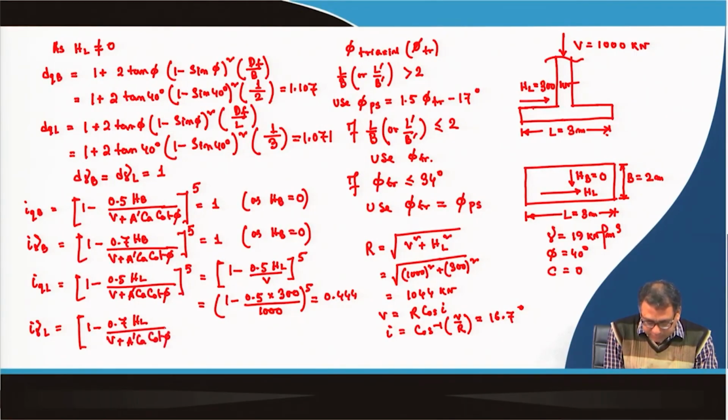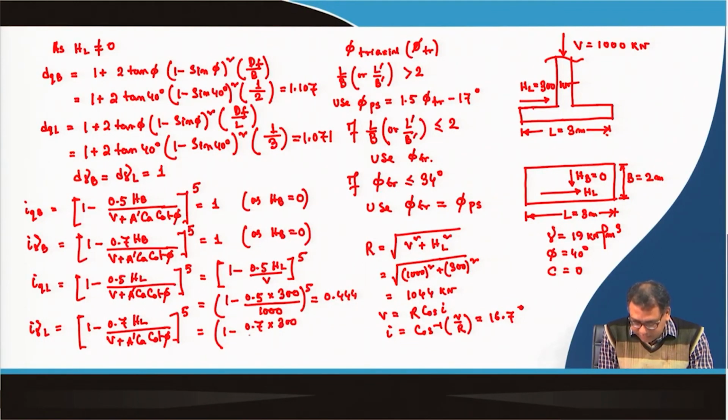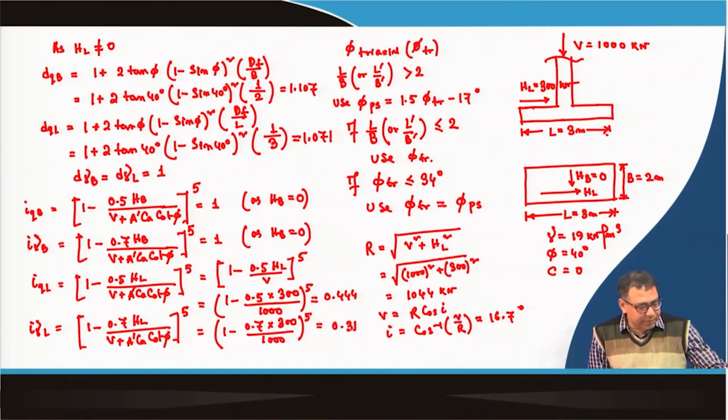Similarly, i gamma L is 1 minus 0.7 HL divided by V plus A dash C A cot phi, to the power 5. Similar to before, your C is equal to 0, so I will neglect that. So, I will write 0.7 times HL, which is 300, divided by 1000, to the power 5, this is 0.31. So, I have calculated these factors.